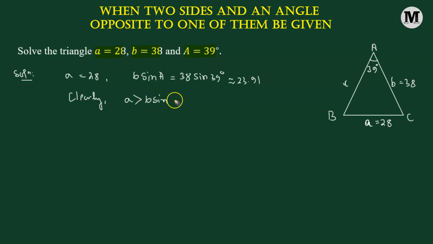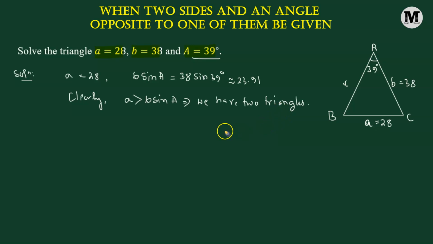Clearly we can observe here that the side a is greater than b times sine of angle A. Now when this particular criterion is met, this means that we have two triangles. Also, we have two triangles because the angle A measure given to us is an acute angle. So there will be two solutions, meaning we have two triangles. Okay, let's try to figure out the angle.